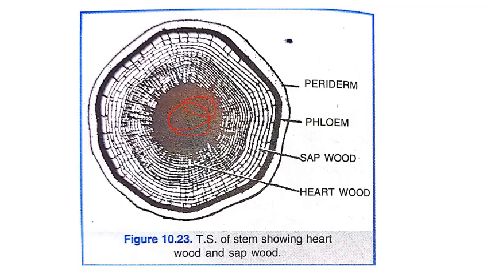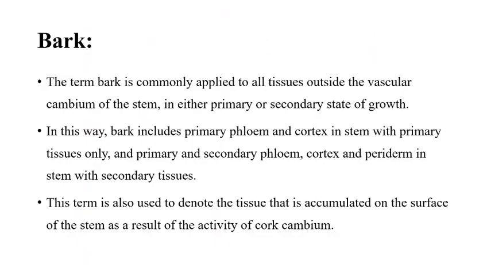sapwood. Next, bark. The term bark is commonly applied to all tissues outside the vascular cambium of the stem in either primary or secondary state of growth. In this way, bark includes primary phloem and cortex in a stem with primary tissues only, and primary and secondary phloem, cortex and periderm in a stem with secondary tissues.